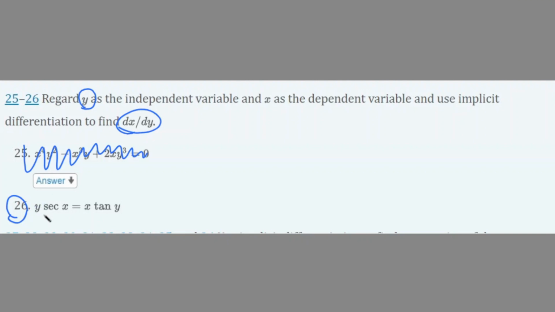So let's take a look at number 26. Number 26 is y times secant x is equal to x times tan y. So we're going to have to use the product rule here, which is fg prime plus f prime g. So we use the product rule.